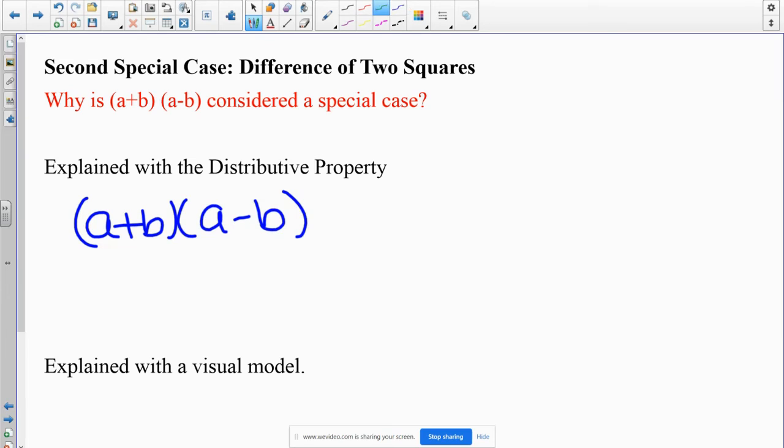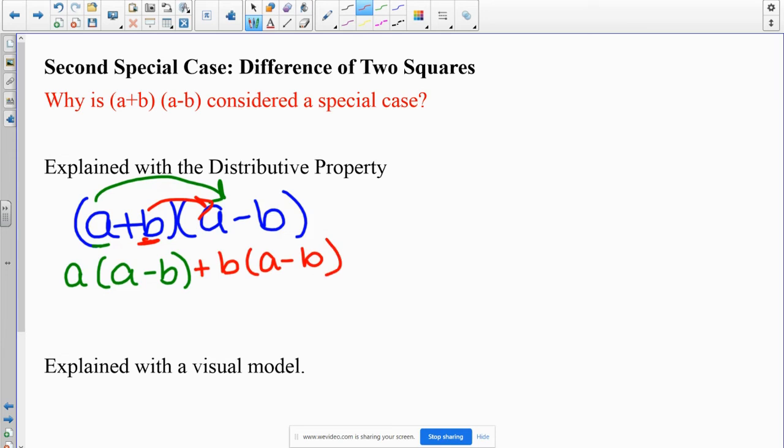I'm more worried that you can just recognize them and know the pattern and how to solve. So if we do this, we're going to take this first a and distribute it to that second binomial. So this would be a times a minus b. And then we're going to take that second b and distribute it to that second binomial. So plus b times a minus b. And then I'll go ahead and do the math.